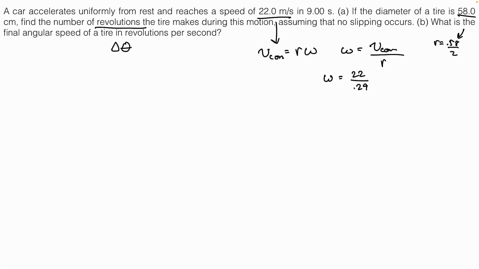0.29. Okay, so that should get me radians per second. Indeed it will, because meters divided by meters is nothing, which is a radian. I don't have this in my notes, do I? Yes, I do. What did I calculate? 75.9 radians per second. Okay.